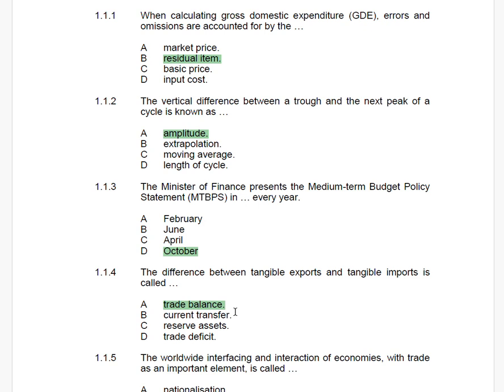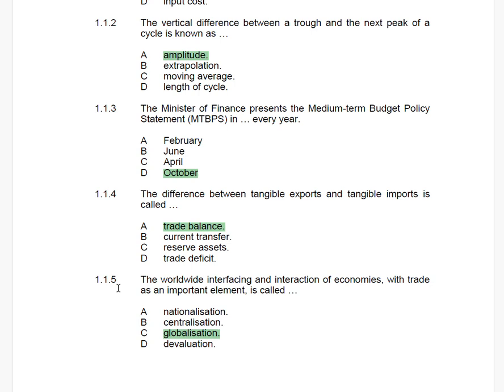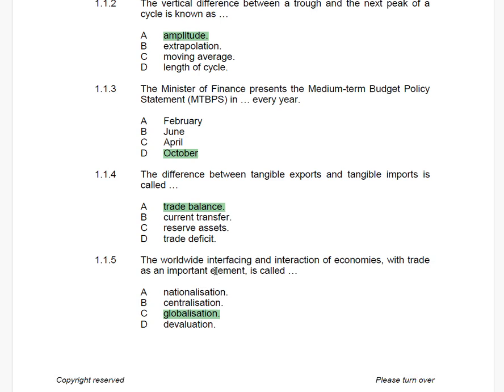So now you understand why trade balance is the correct answer, because trade balance is the difference between the export and import of the country. And then when you look at 1.1.5, the worldwide interfacing and interaction of economies with trade as an important element is called A, nationalization, B, centralization, C, globalization, and D, devaluation. The correct answer is globalization.